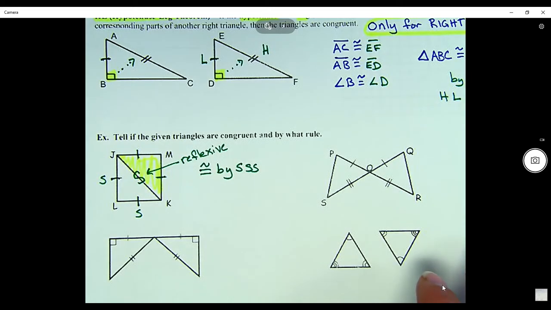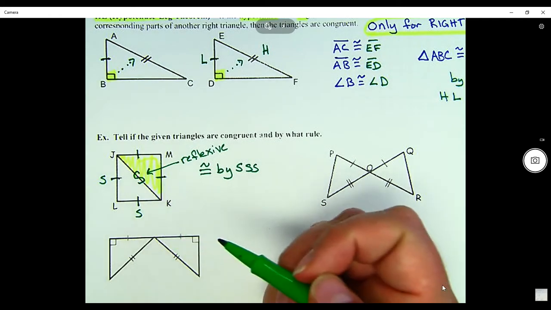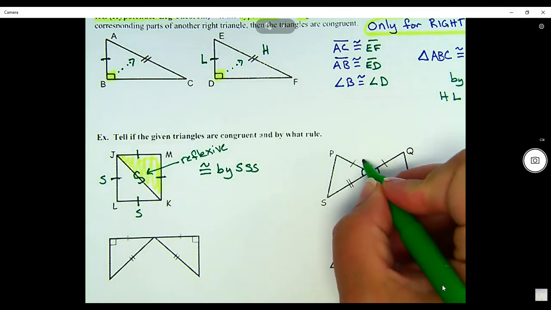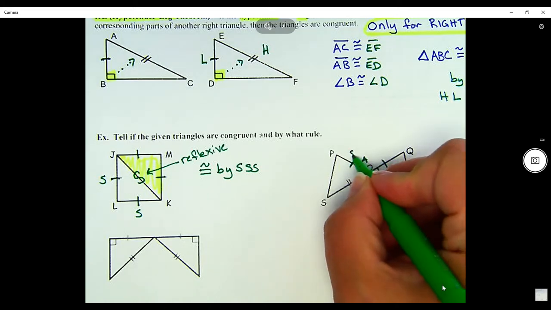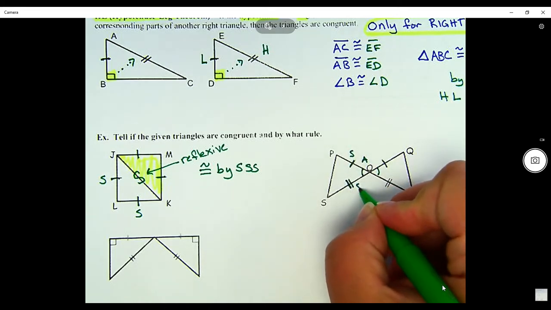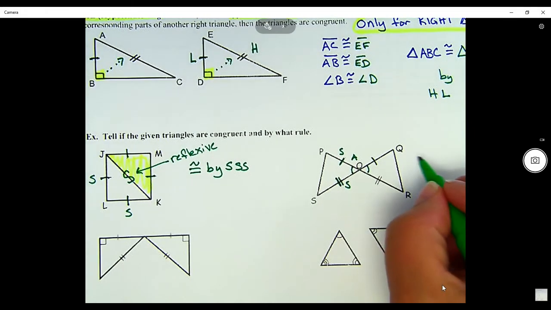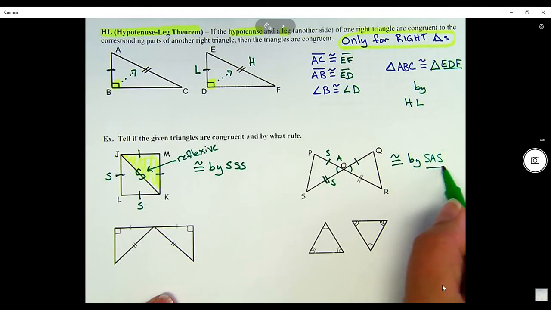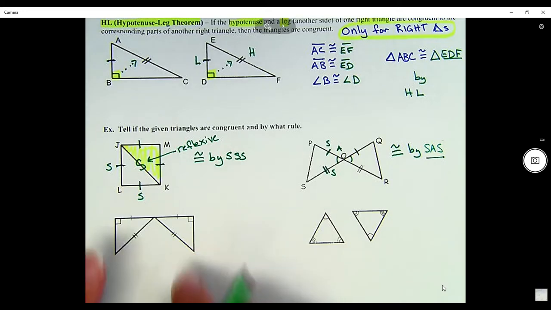All right, let's look at this next one. Oh, you know what? There's another freebie on this one. I think of that reflexive property as a freebie that you can mark. The other freebie that you can mark is vertical angles. Look at that. I have a pair of angles right there. I have a set of sides that are congruent and another set of sides that are congruent. So yeah, this set of triangles is also congruent by side angle side.